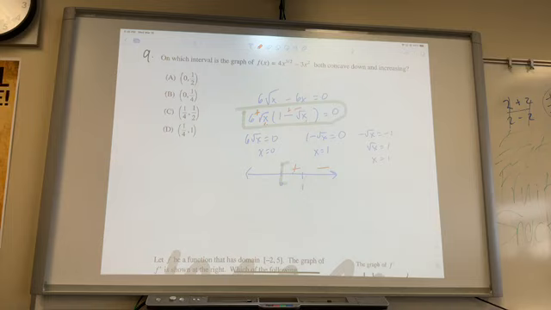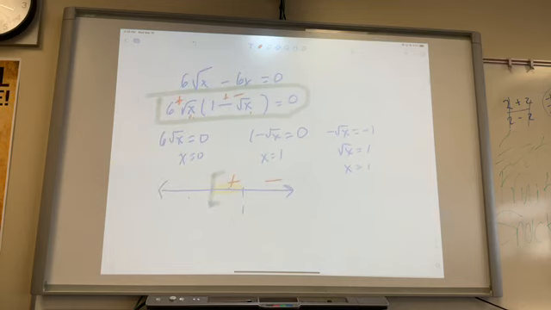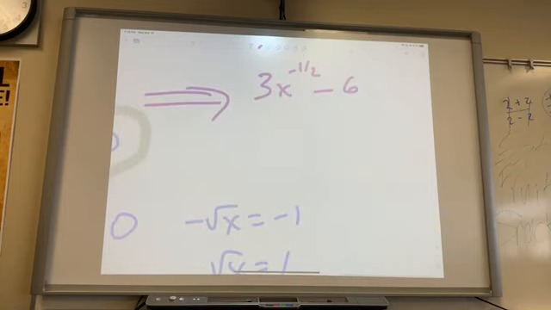Cool. Okay, so it's increasing from 0 to 1, and all those are between 0 and 1. So now we've got to do our second derivative. This one's easy. How do I take the derivative of this? Bring that down. What's half of 6? 3. 3x to the negative 1/2 minus 6. That's the second derivative, yes?